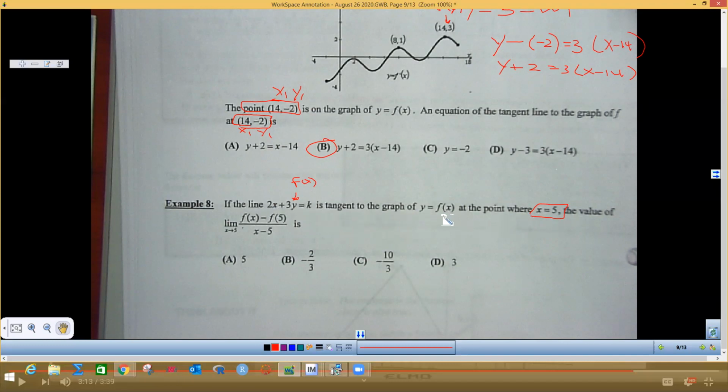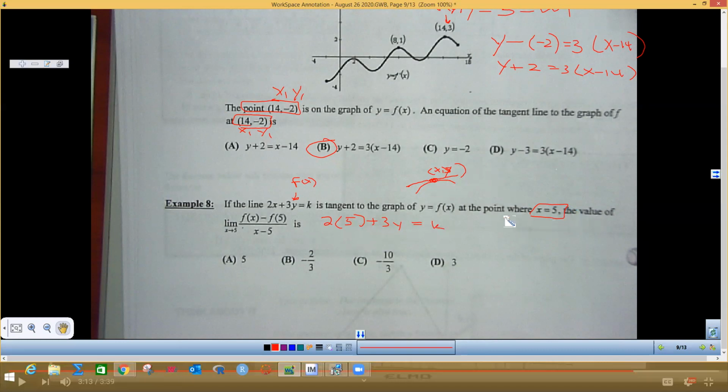And it says it's tangent to. So that means it's going to touch. So in other words, this point is going to be the same point on both the tangent and on the function, because when you have a function and a tangent line, they intersect at the same point. That point is in common, x, y. And this is saying that the x value is 5 right here. So we're going to get 2 times 5 plus 3y is going to equal k.